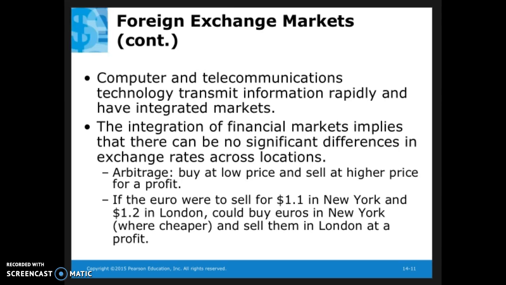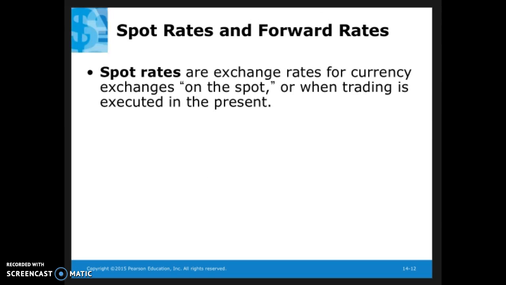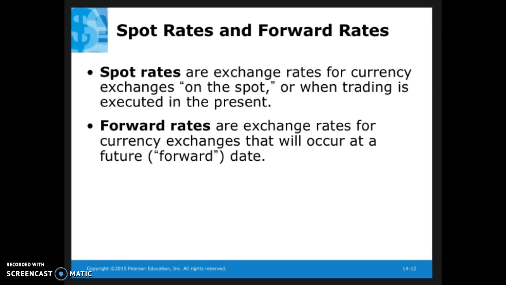So if we have a euro that's selling for $1.10 in New York and it's selling for $1.20 in London, we could buy the euros in New York and then sell them in London at a profit. So we have spot rates and forward rates. Spot rates are exchange rates for currency exchanges on the spot, or when trading is executed in the present. Forward rates are rates that will occur at a future date.